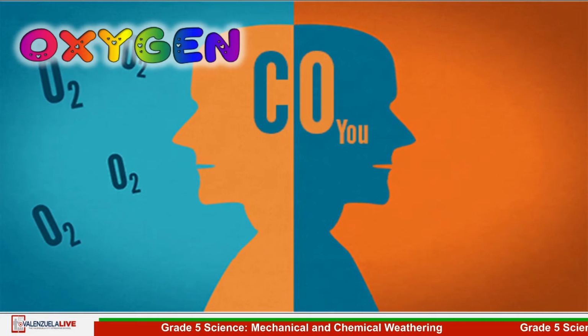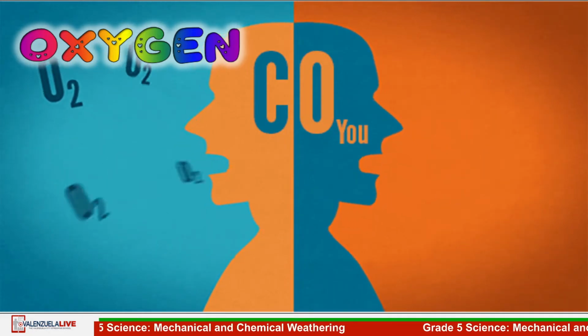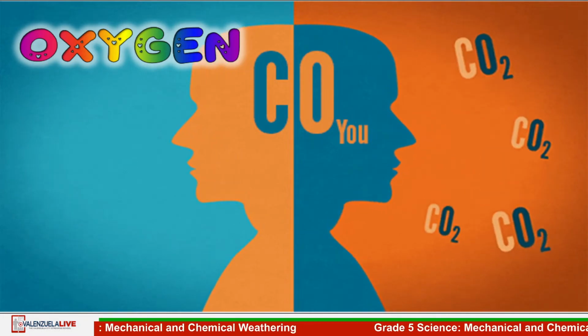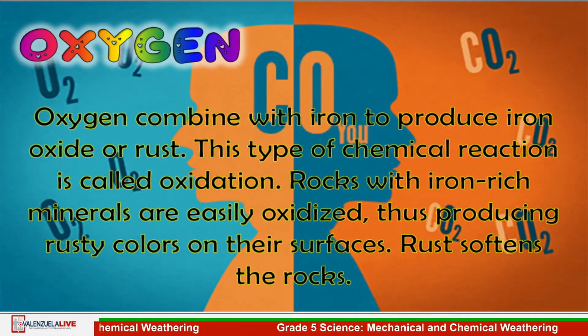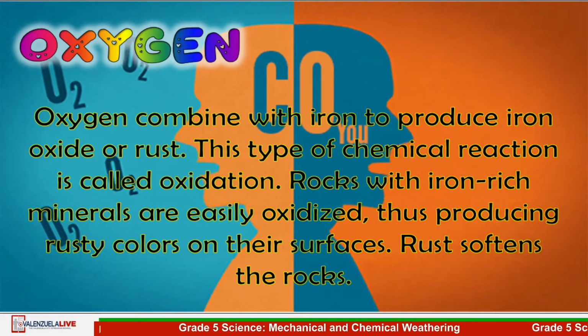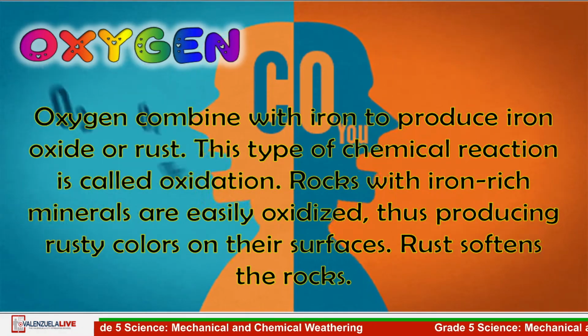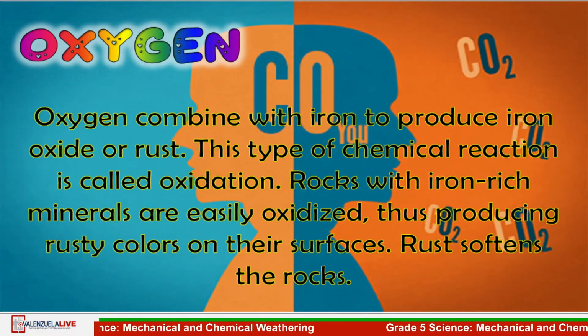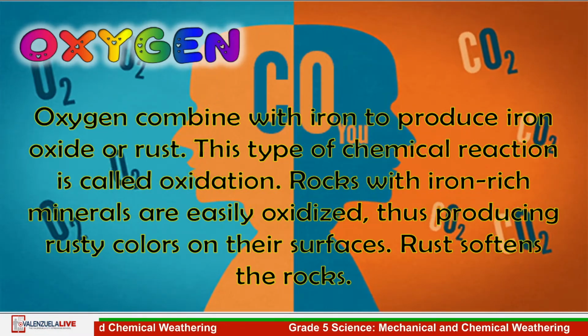Next are the chemical agents of weathering. First is oxygen. Oxygen combines with iron to produce iron oxide or rust. This type of chemical reaction is called oxidation. Rocks with iron-rich minerals are easily oxidized, thus producing rusty colors on their surfaces. Rust softens the rock.